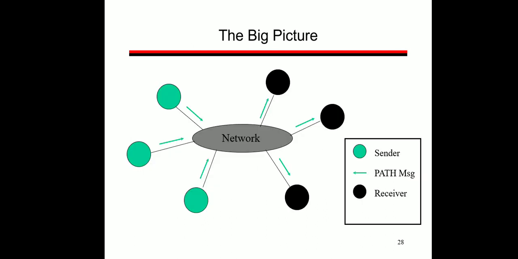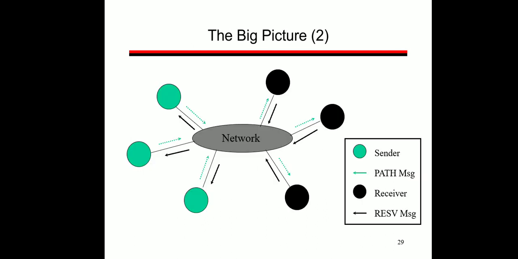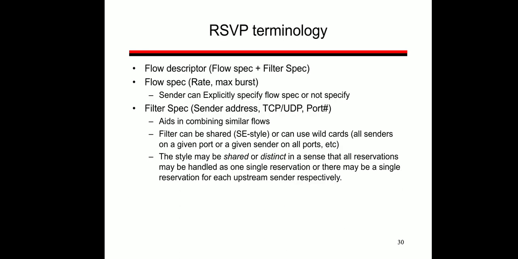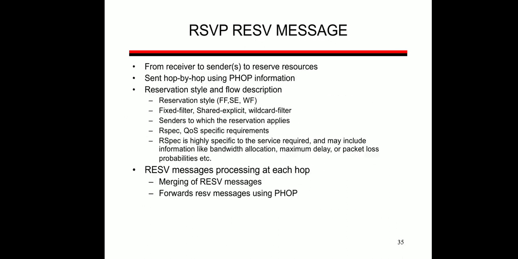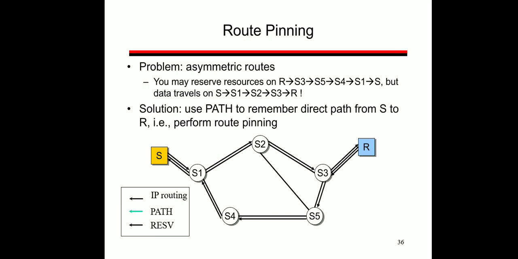We can see the big picture here, and this is the big picture too. Then we are going to see the RSVP terminologies. In this we can see about route pinning. That is actually a problem. Asymmetric routes: you may reserve resources on R, S3, S5, S4, S1, S, but data travels on S, S1, S2, S3, R. Solution: use the path message to remember the direct path from S to R. Perform route pinning here.